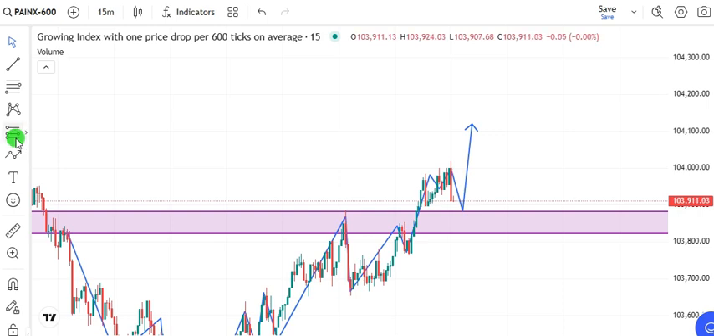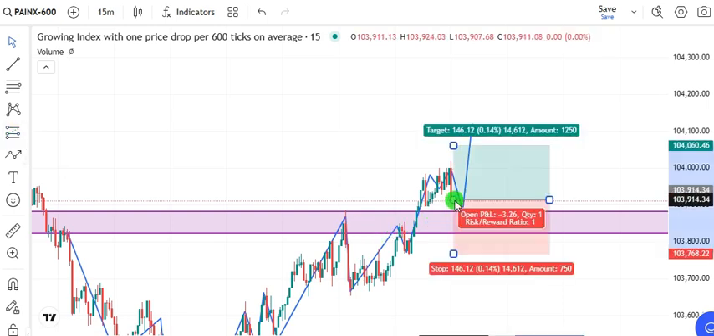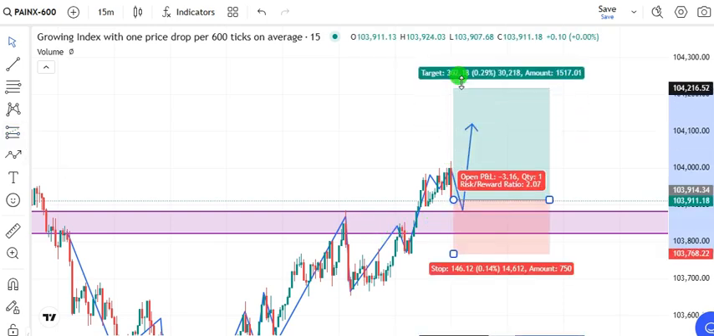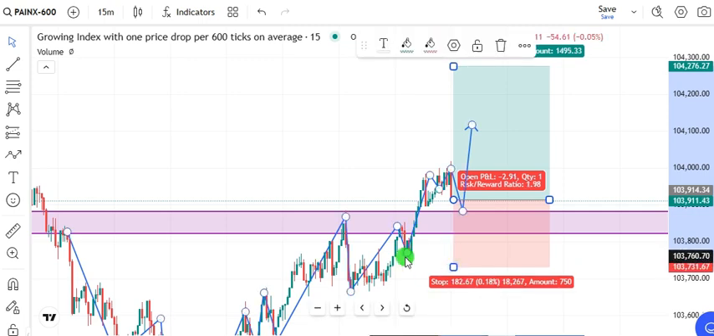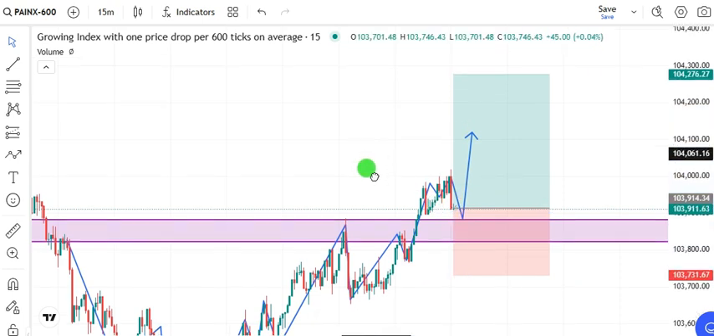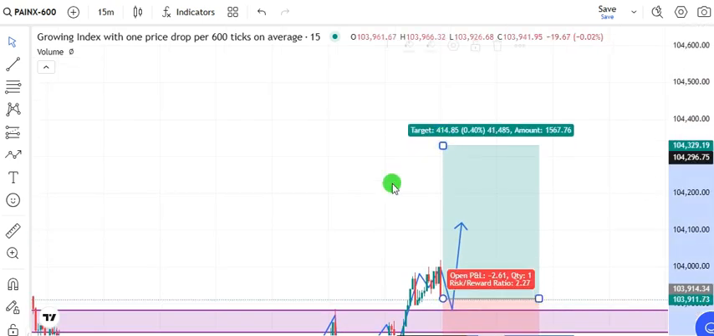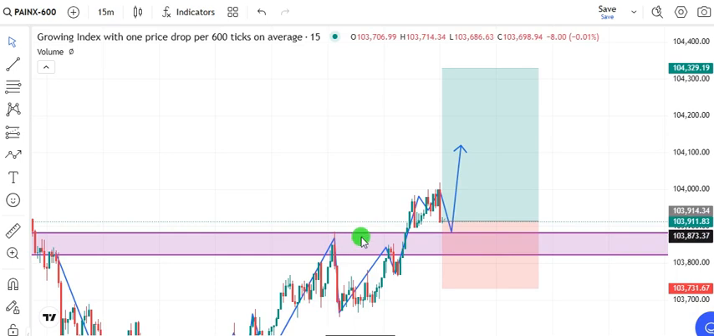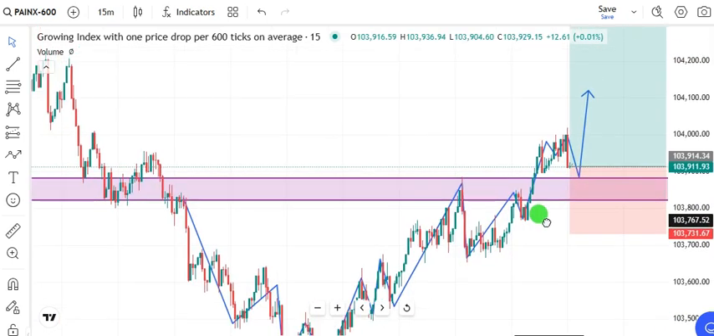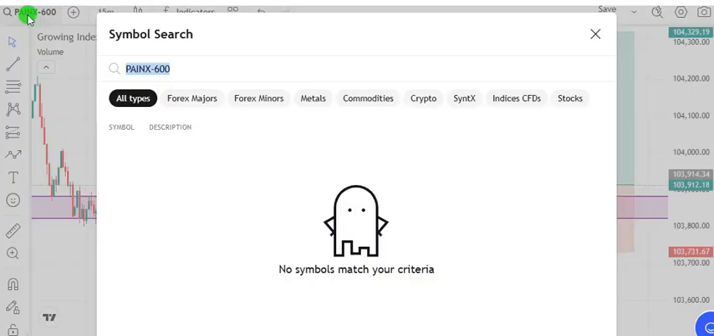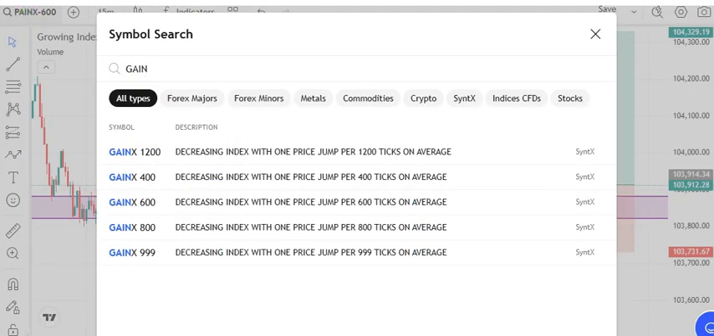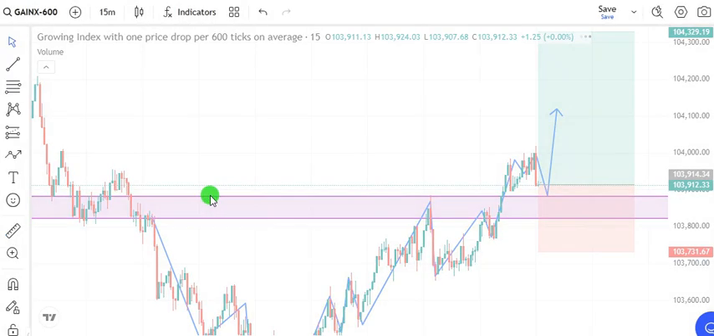My bullish pattern is going to be this way, but it's after the bullish candle is formed. My stop loss for now is going to be here, but when the bullish candle is formed, I can adjust my stop loss to wherever it is. The minimum I'm targeting is a 1:2 risk to reward ratio. So this is my formation on pain 600. After pain, let's go to the next one, which is gain, and of course we are still using 600.